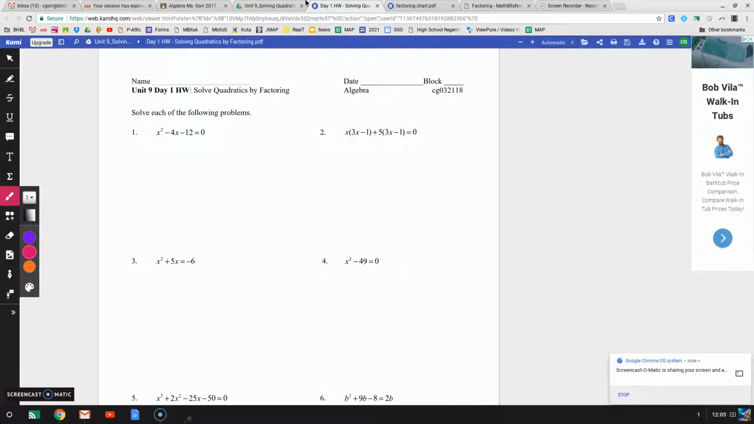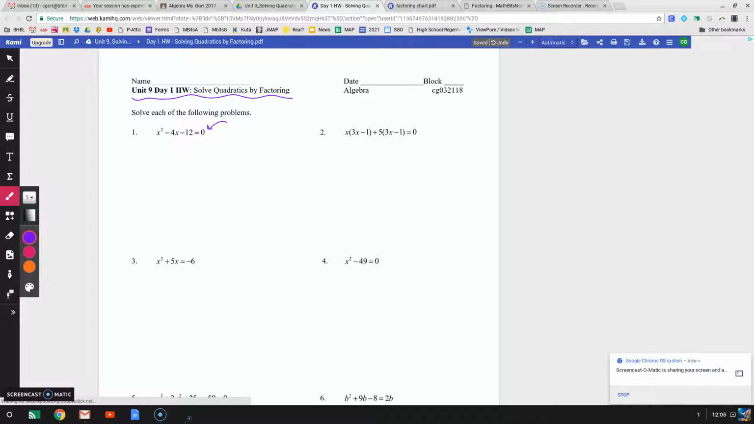Today we're going to be talking about our Unit 9, Day 1 homework, solving quadratics by factoring. So remember that the most important part when we are solving our quadratic equation by factoring is to make sure that our equation is equal to 0. Since it's equal to 0, I'm going to factor my equation.